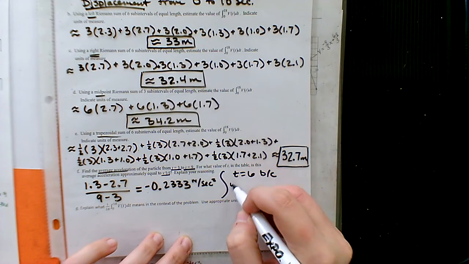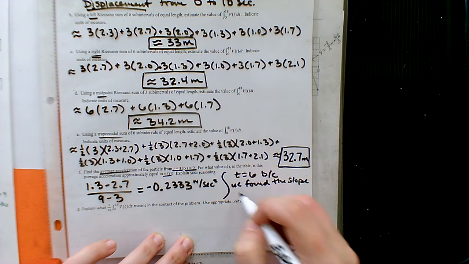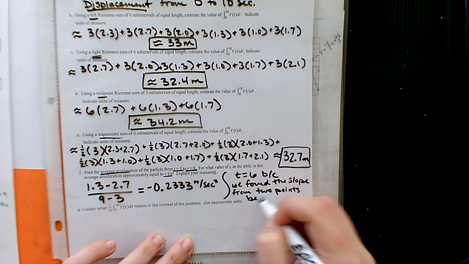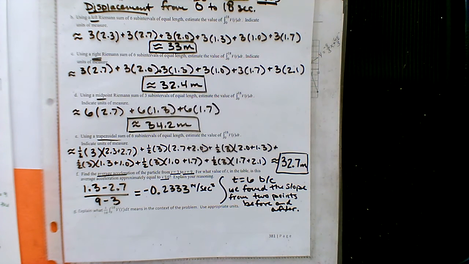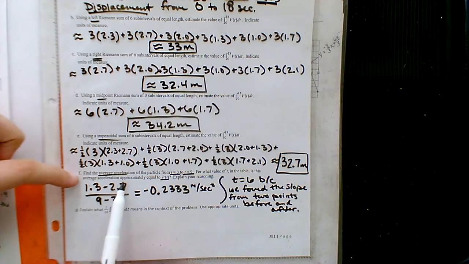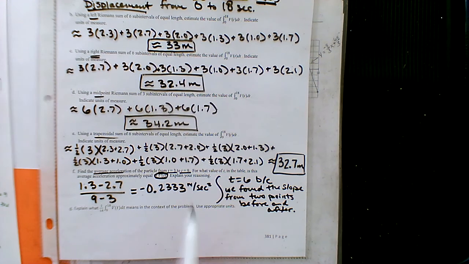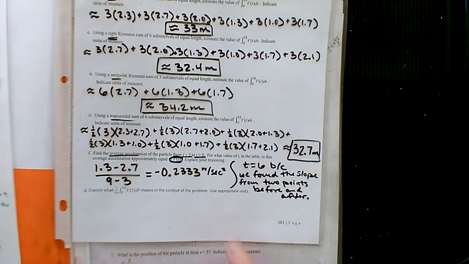So t equals 6 because we found the slope from 2 points before and after. Okay, this is essentially the mean value theorem in a sense, where the average rate of change, that AROC, is equal to the derivative, meaning instantaneous rate of change. It's kind of that same concept, where we're finding the slope between 2 points on either side to help us approximate a derivative somewhere in the middle. So I like that. All right, look at the last one.